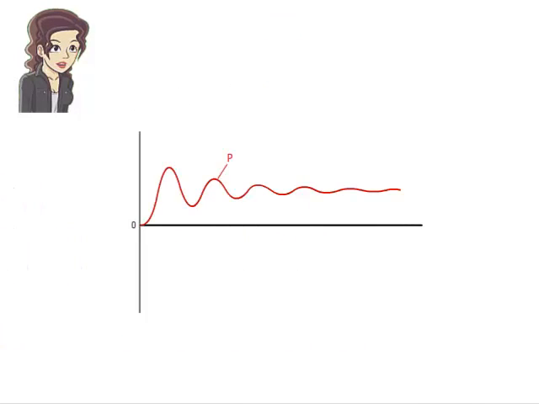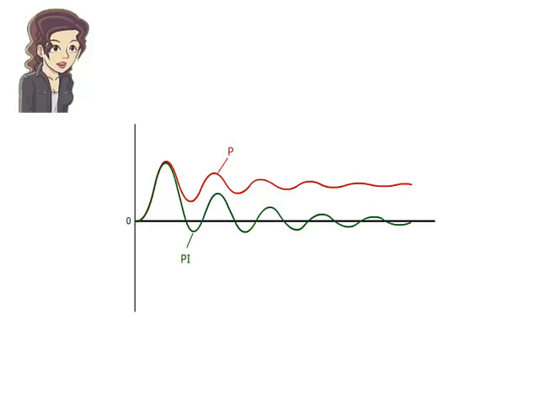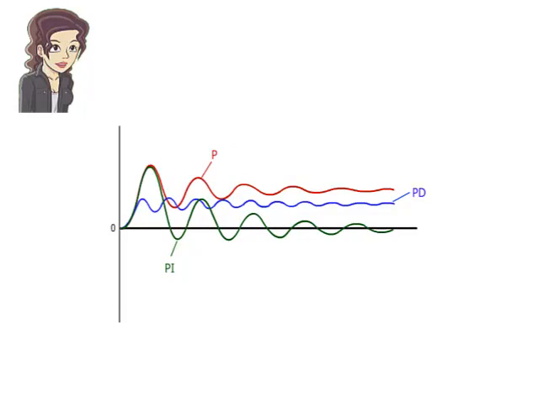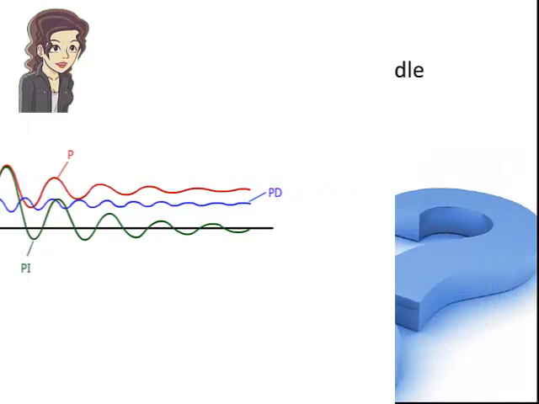Here's an example to illustrate this. Suppose that this is the response of a system to a P proportional controller. If we add an I integral part, forming a PI controller, the system response may look something like this. Now let's look at the effect of a PD controller. Notice how the PD curve has a reduced oscillation. The D part has dampened the curve.